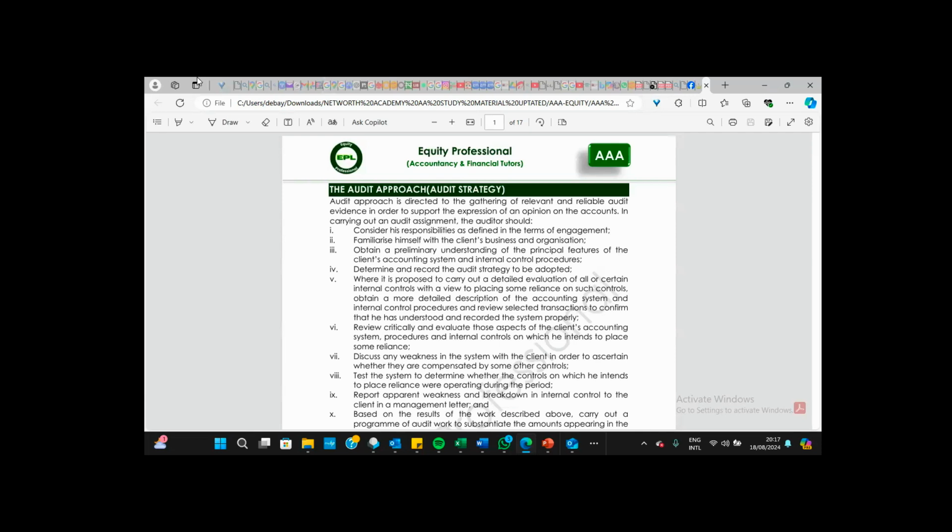Okay, I was saying that is the totality of all the strategies the auditor will deploy during an audit engagement to be able to achieve the objective.